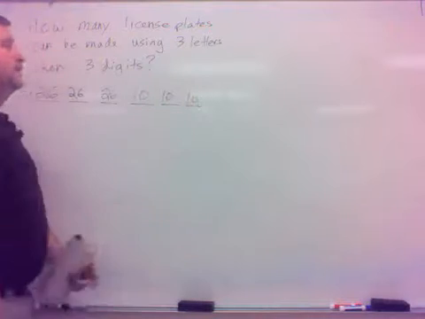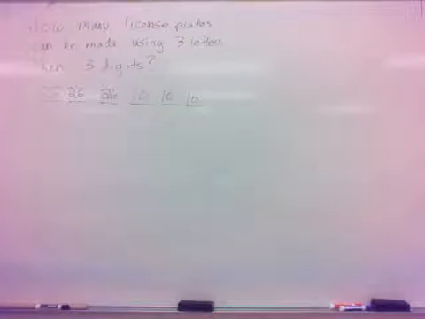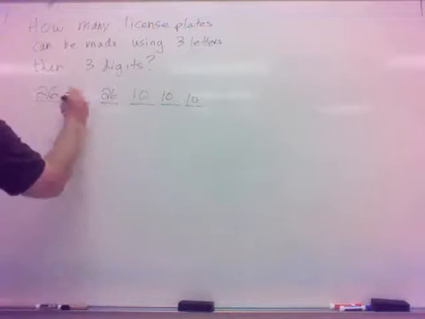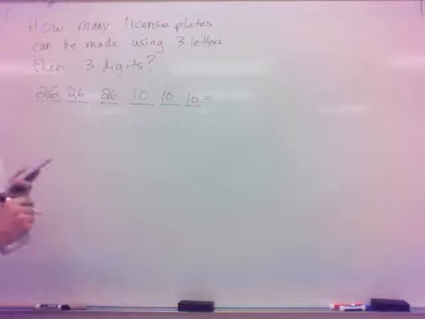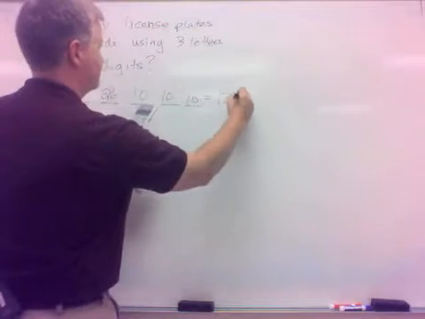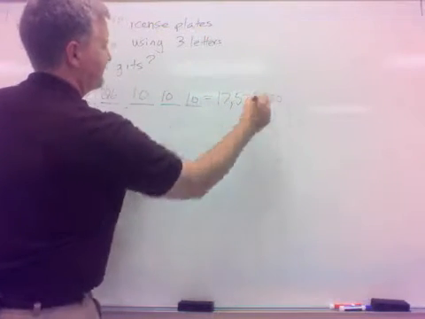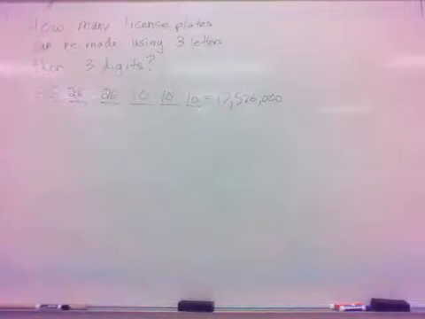Okay, so what do we do with that? Multiply it together. So that is a bunch. It's 676 something, isn't it? 26 times 26 times 26 times 10, 10, 10, which is 1,000. Nope, I was wrong. 17,576,000. You can do a lot of license plates. That would cover Missouri pretty well, wouldn't it? Okay.